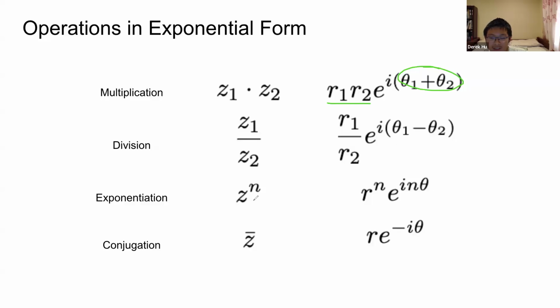And then for exponentiation, you exponentiate both the magnitude here and also the next part. And since there's already an exponent in the e to the i theta term, it's really easy. You just multiply i theta by n. And then for conjugation, you just negate the i theta since that negates the angle.